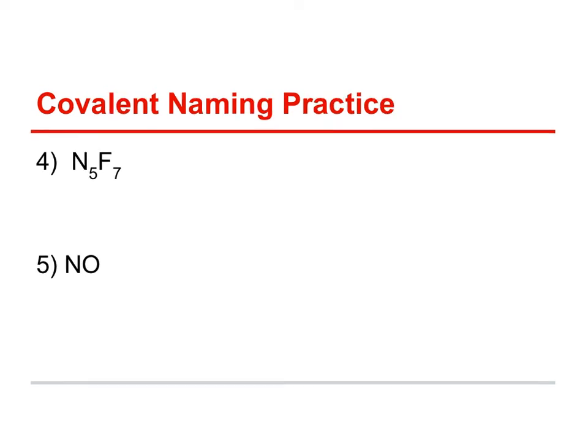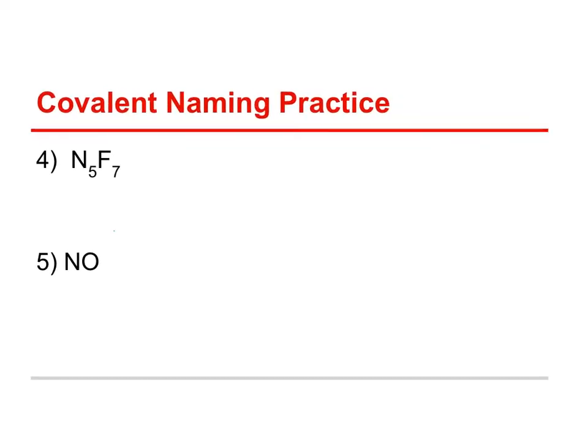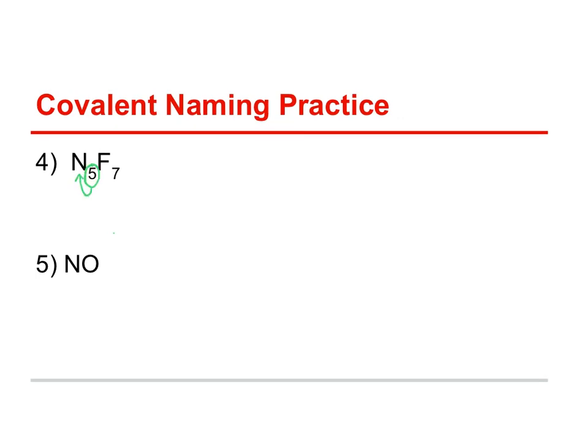So I can see that my first element is nitrogen, and there are 5 of those nitrogen. So I'm going to find my prefix for 5, which is penta, and then I'll write the name of my element, nitrogen. Pentanitrogen. Okay. My second element is fluorine, and there's 7 of them. So my prefix for 7 is hepta, and then fluorine becomes fluoride. So this is pentanitrogen heptafluoride.